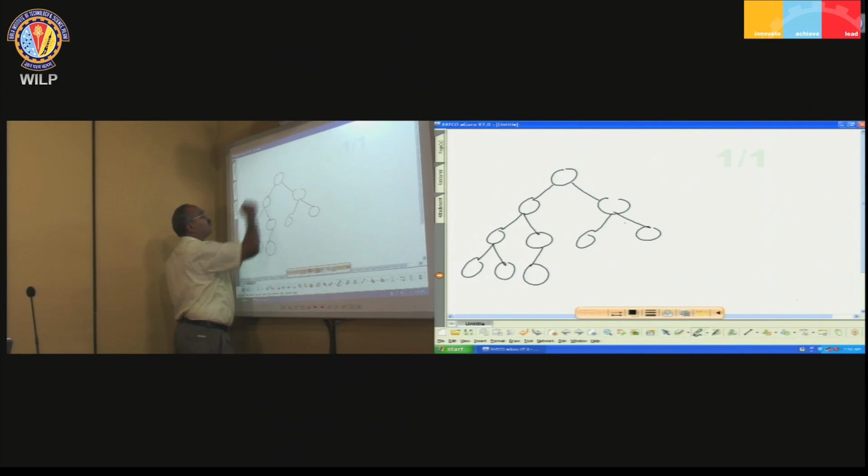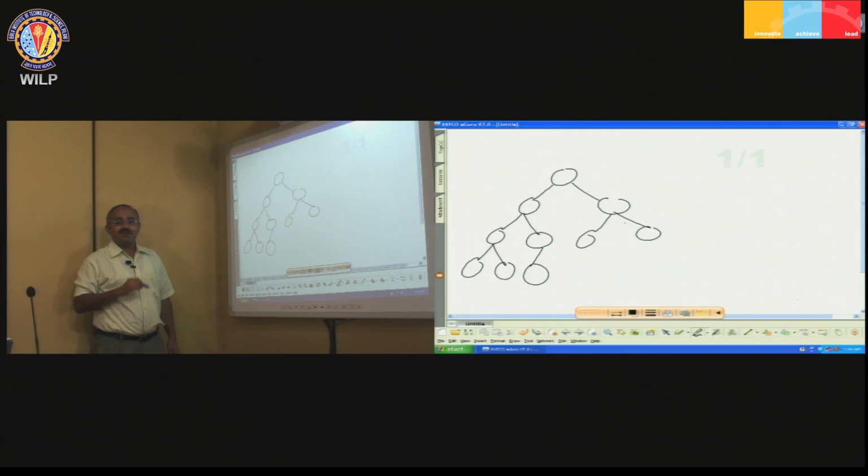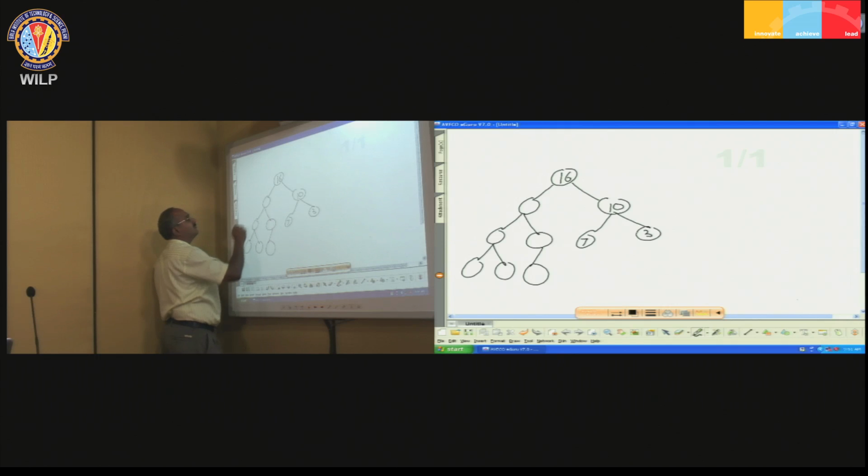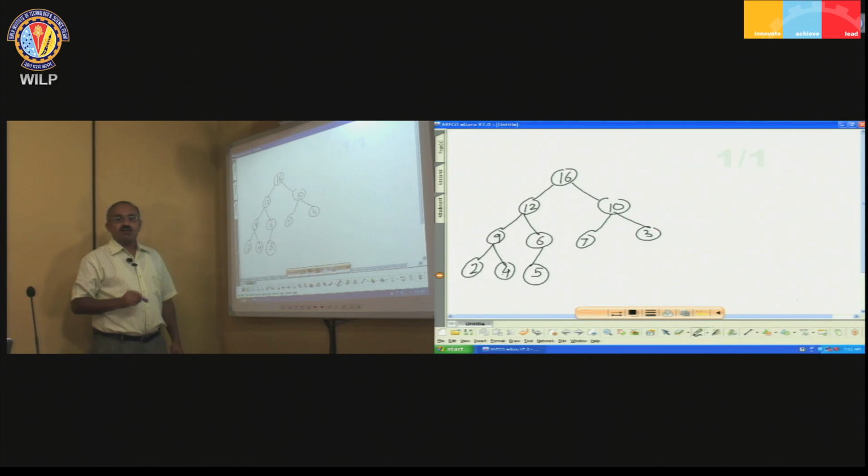It is easy to observe that the root, which is the parent or the ancestor of all the other nodes, is going to have the largest key. So, let me put 16 here. This can be 10, 7, 3. This can be 12, 9, say 6, 5, say 2 and 4. Now, you can see that this is a complete binary tree and it satisfies the heap property, that is, the key stored at the parent is always bigger than or equal to the key stored at the child node.